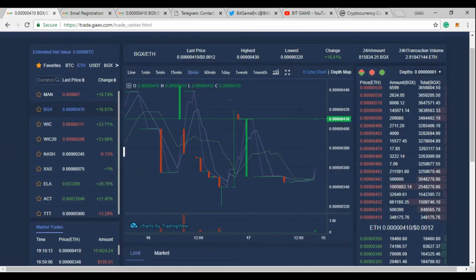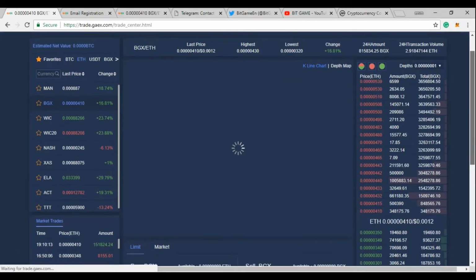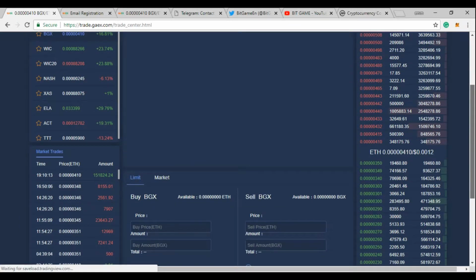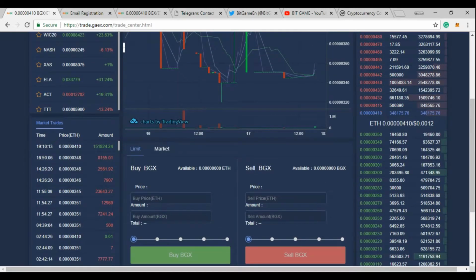So exchange tokens are very, very important in case you do not know. Now, what is the price? Let's check it out here. We're on Ethereum. This is 0.00410. That is the sell order here, and this is the buy order. I'll come back to that later. Now, let me click on this. We want to know the price.